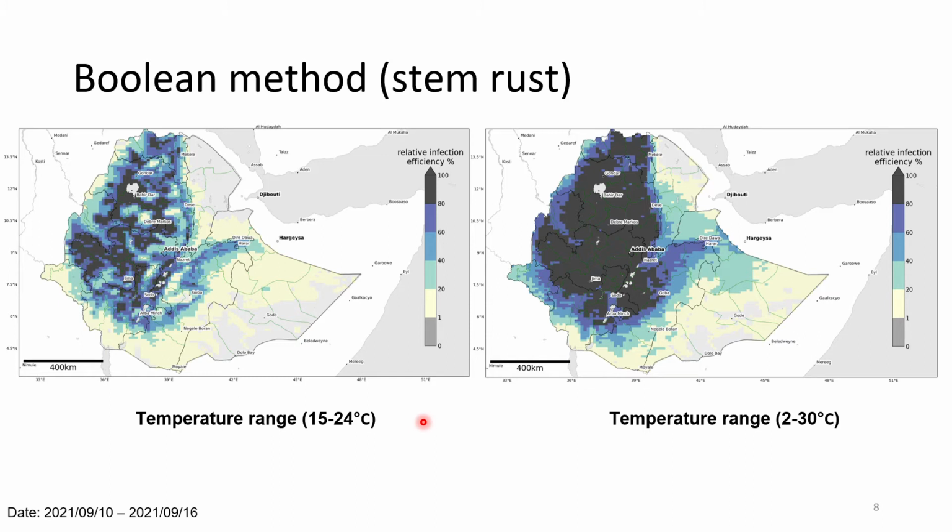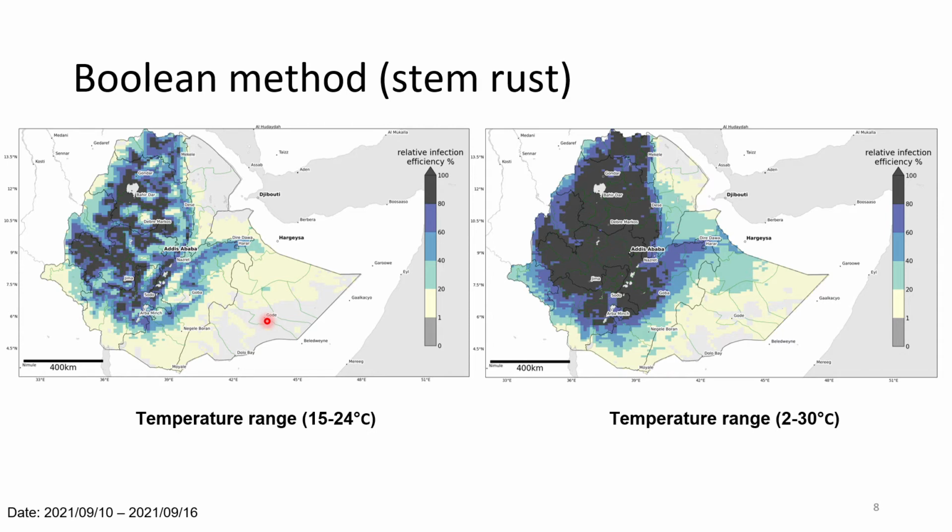If we want to use the optimal range of temperature, we will get a well-structured image of the environmental suitability. And if we use the whole absolute range of temperature, we will get just a big black blob without any borders and without any significant structure. So this is too much and this might be too little. And this is for stem rust.